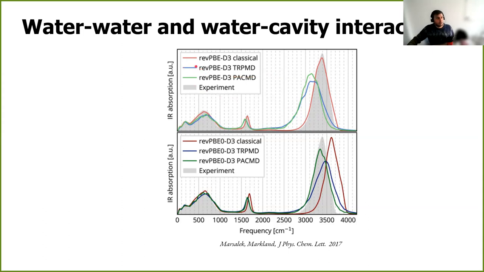So the blue and green lines are with quantum nuclear effects, and the red one is a classical simulation. So you see that actually for RefPBE D3, the non-hybrid, the classical simulation is in very good agreement with experiments, while as soon as you include quantum nuclear effects, it gets worse. On the other hand, if you have a hybrid functional, your classical simulation actually gives a poor agreement with experiment. But as soon as you include quantum nuclear effects, so as soon as you make your modeling more accurate, you start seeing a good agreement with the experiment.